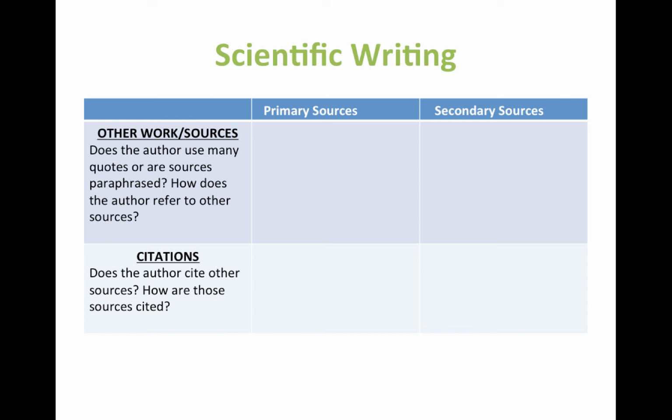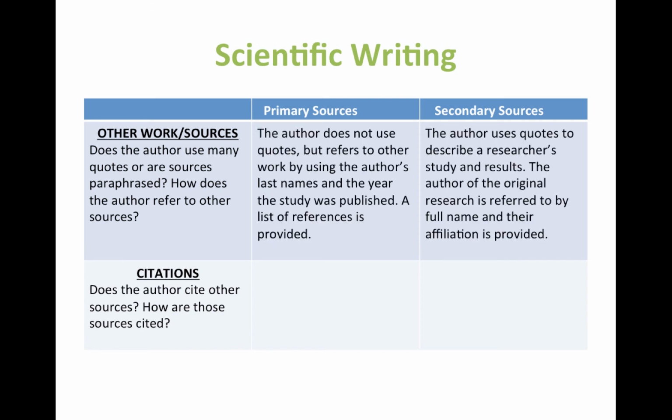Other work and sources. Does the author use many quotes or are other sources paraphrased? How does the author refer to the other sources? In primary sources, the author does not use quotes, but refers to the other work by using the author's last names and the year the study was published. A list of references is provided. In the secondary sources, the author often uses quotes to describe a researcher's study and results. The author of the original research is referred to by full name and their affiliation is provided.